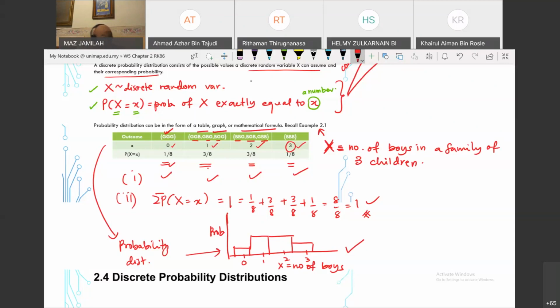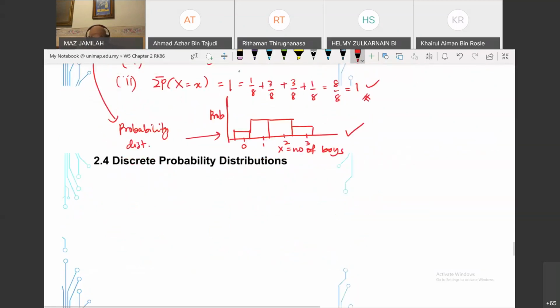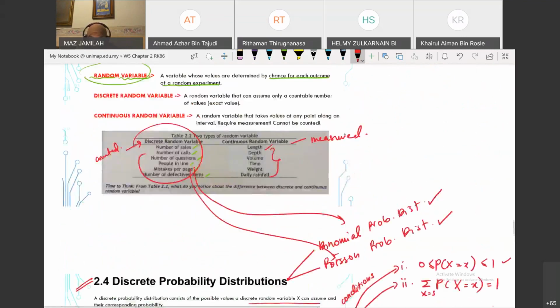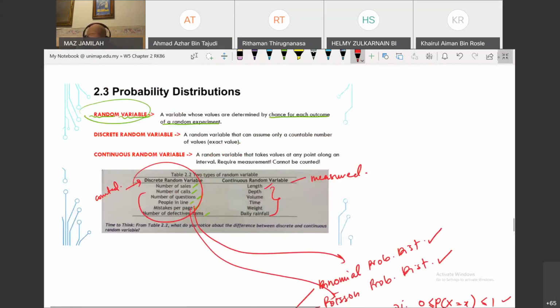Next we are going to look into how it becomes binomial and how it becomes Poisson, and how to differentiate which is which. For this one, I think I'll just cover it in the next class after the semester break.